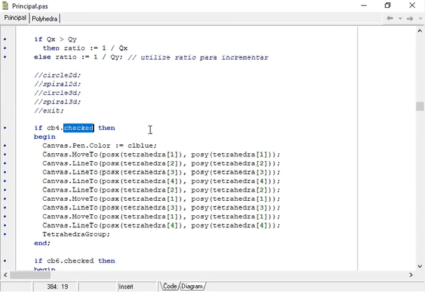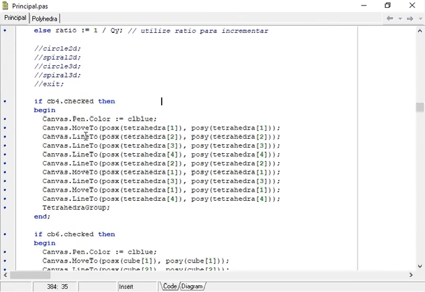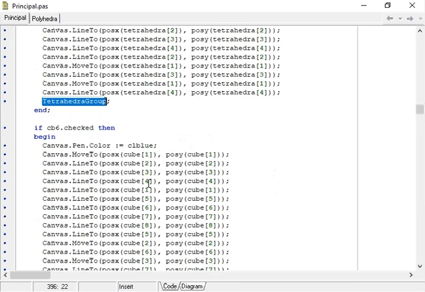Now, if I have checked my CB4, checkbox 4, I will draw the line 1, 2, 2, 3, 3, 4, 4, 2. Move to 1, 1, 3, move to 1, 1, 4. And do the tetrahedra group.